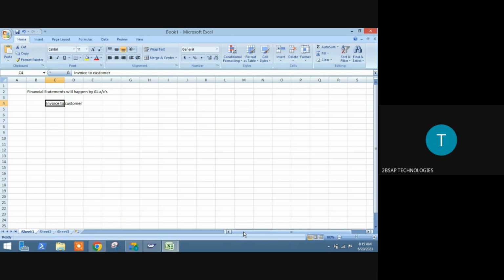Okay. First, we will see what your sales cycle is. What is the shortcut for sales cycle? O2C, R2R, or sir, P2P, sorry. Procure to pay, order to cash. So your sales cycle is order to cash.